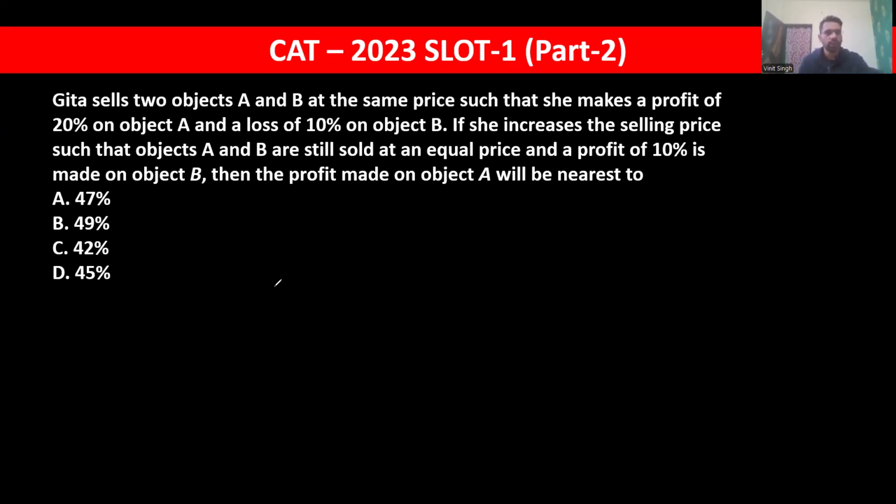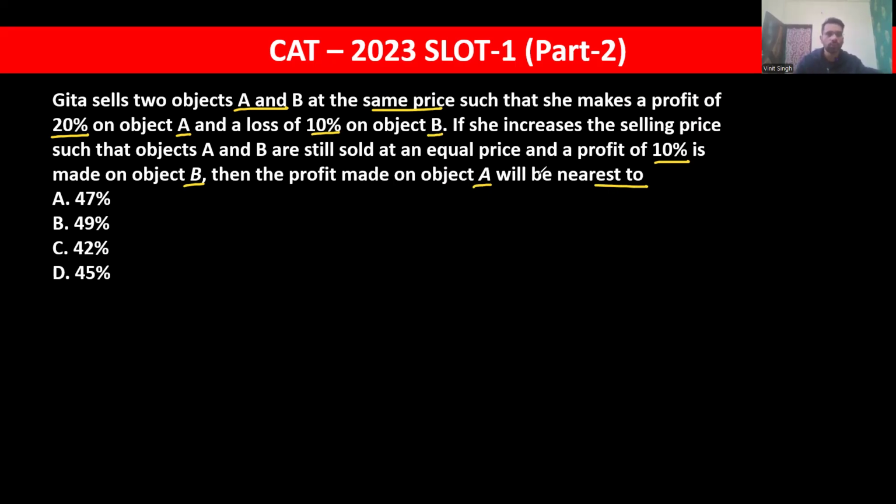Question number 1: Geeta sells two objects A and B at the same price, such that she makes a profit of 20% on object A and a loss of 10% on object B. If she increases the selling price such that A and B are still sold at an equal price and a profit of 10% is made on object B, then the profit made on A will be nearest to.